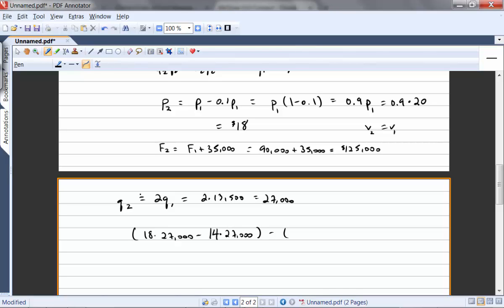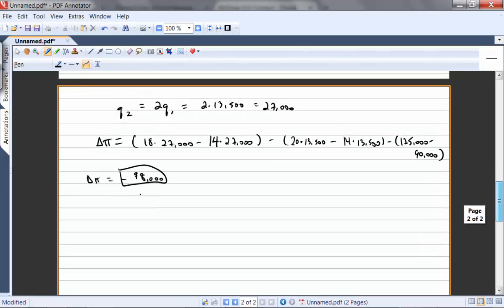And then we're going to subtract P1 Q1, which we know what P1 Q1 was. It was 20 times Q1, and Q1 was 13,500. And then minus V1 Q1, 14 times 13,500. And then we're going to subtract F2, 125,000, minus F1, 90,000. And that'll give us our change in profit. And you will find that the change in profit equals negative $8,000. So if we do this, our profit's going to go down by $8,000.